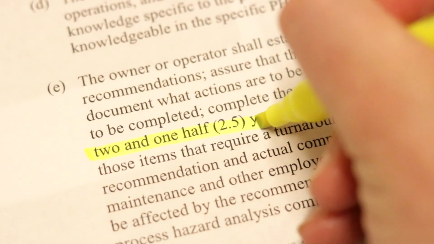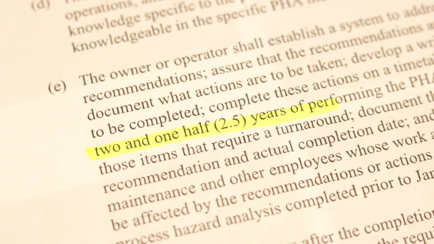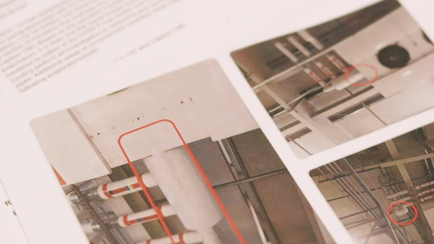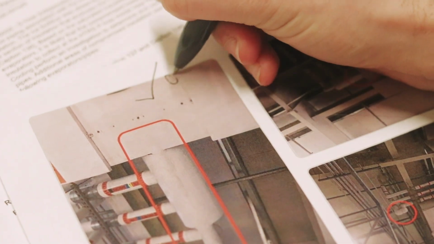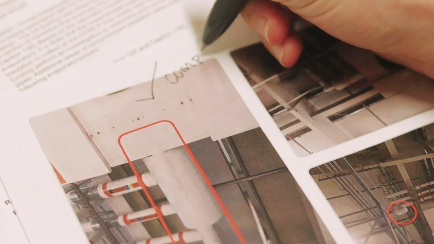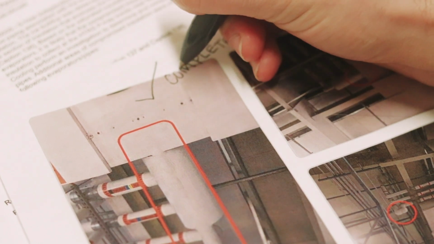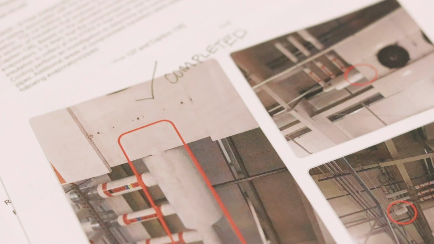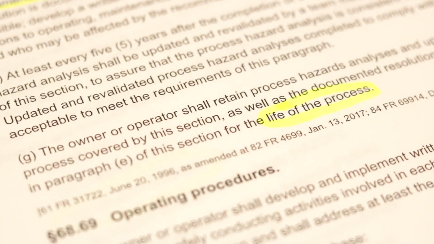According to the CalARP regulation, all recommendations must be completed within 2.5 years of performing the PHA, unless additional time is granted by the CUPA. We recommend completing all recommendations as soon as possible. Experience has shown that regulatory agencies often focus on the status of recommendations when performing inspections, so addressing all findings is extremely important. PHA reports are unique in that they must be kept for the life of the process. An electronic copy of the PHA report will be stored by Resource Compliance.